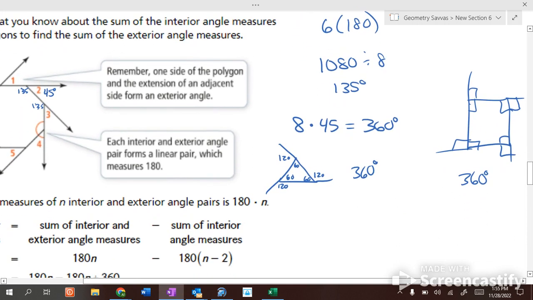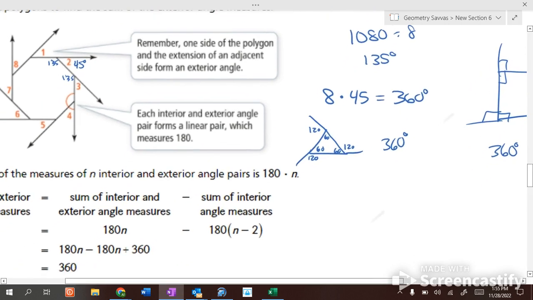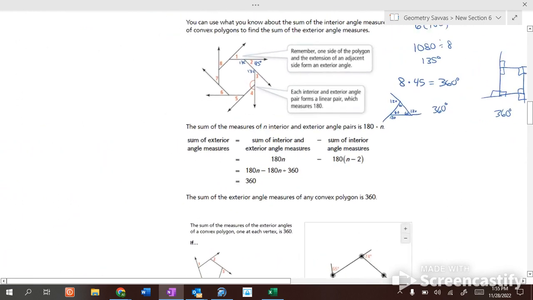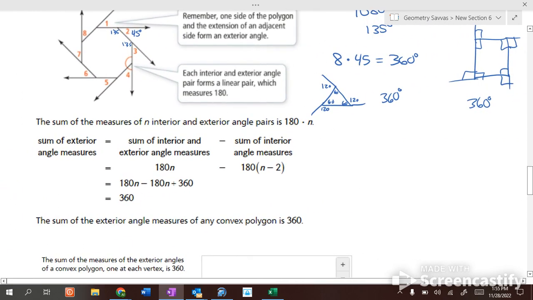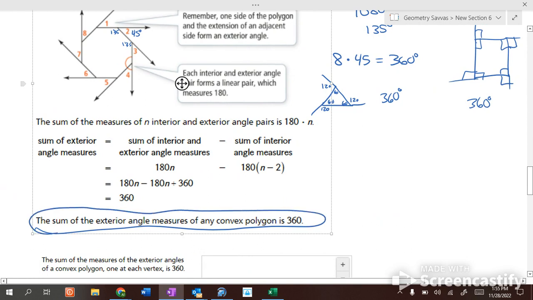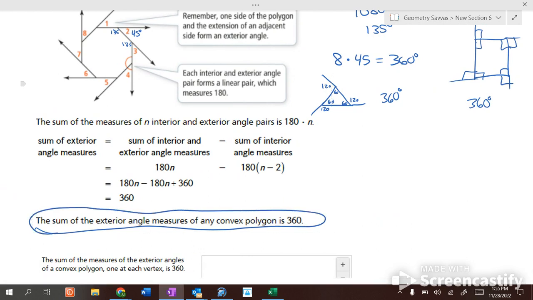What do we know about the sum of exterior angles of any type of polygon? They're always going to be 360. The sum of exterior angles of a convex polygon is always going to be 360. That's something to know. Convex.